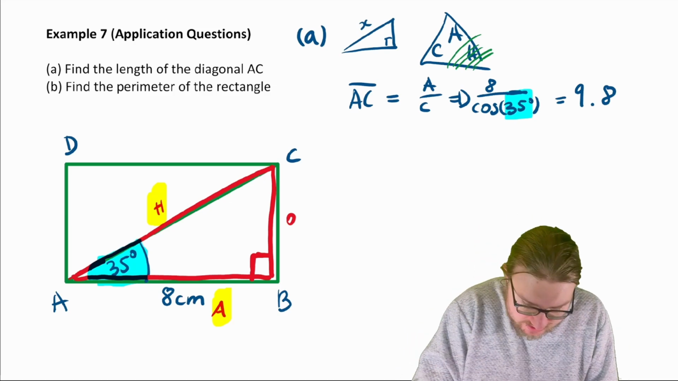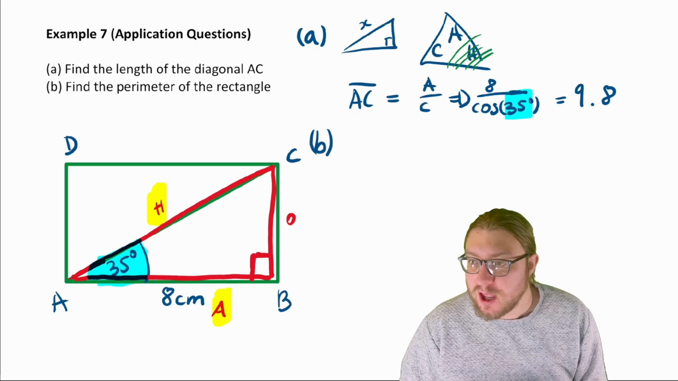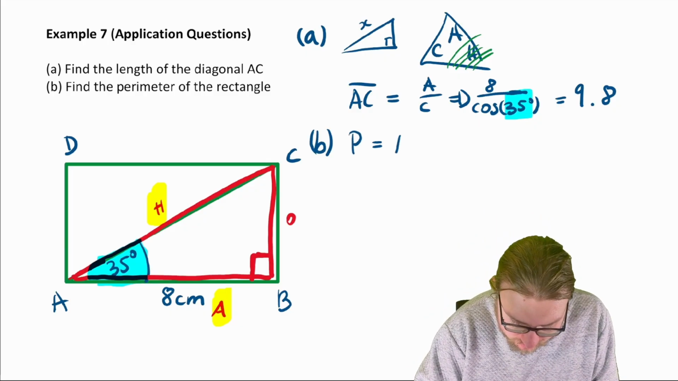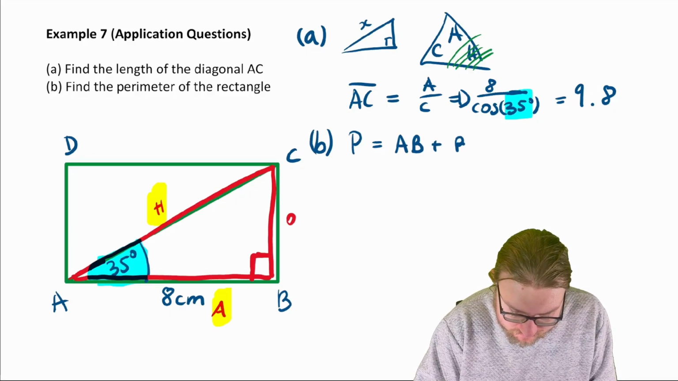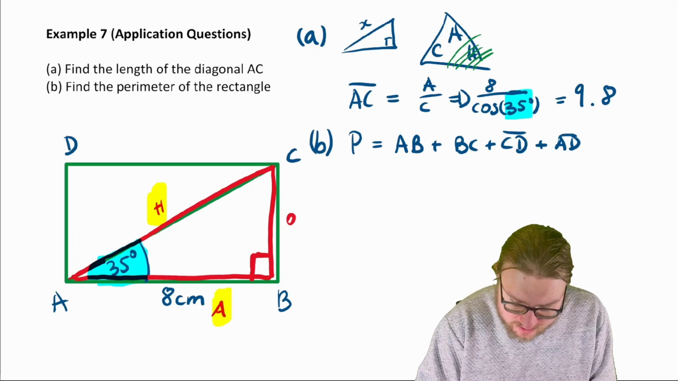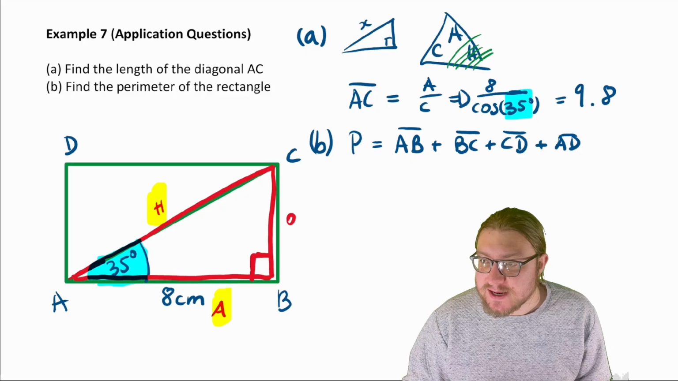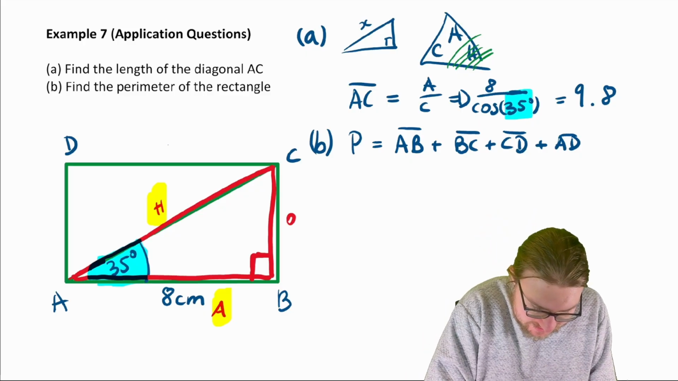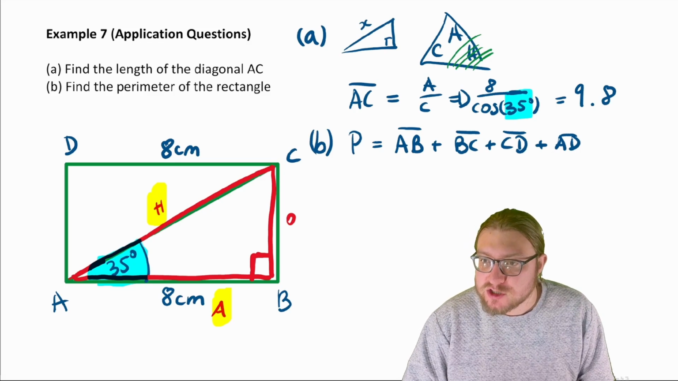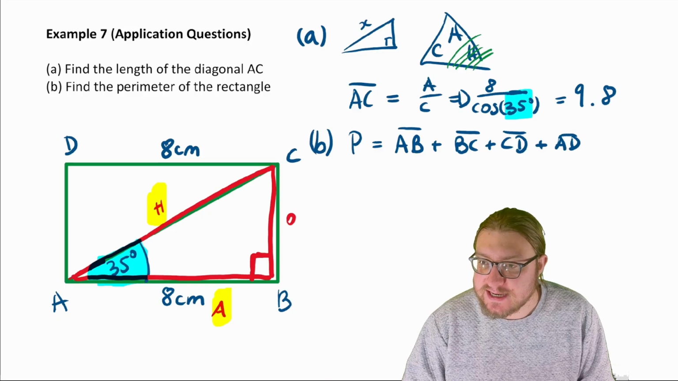Now the second part here, part B, is asking us to find the perimeter of the rectangle. So if you guys remember, the perimeter is adding all of the sides together. So we have AB plus BC plus CD plus AD. And we're going to add all those lengths together. Well, we've already got AB and we've already got DC because we know in a rectangle, the opposite sides are of the same length. So what we still need to find is CB and AD.